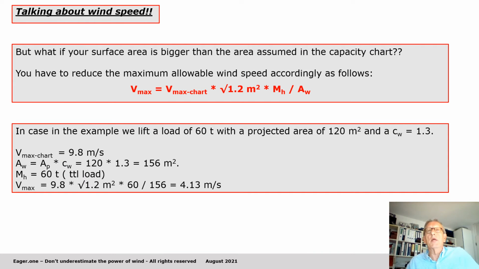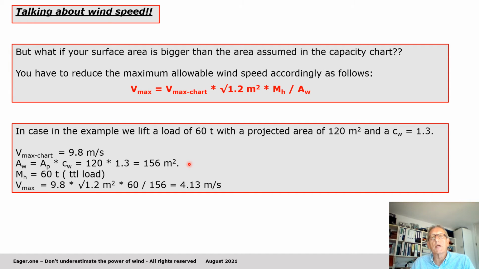So what should we do when the projected area or the surface area of our load is much bigger than the one already considered in our capacity chart? We can calculate the maximum allowable wind speed in accordance with this formula. Just as an example, we are going to lift a load of 60 ton with the crane in the sheet before, having a projected area of 120 square meter and a drag coefficient of 1.3. Now, the Vmax was given as 9.8 meter per second.